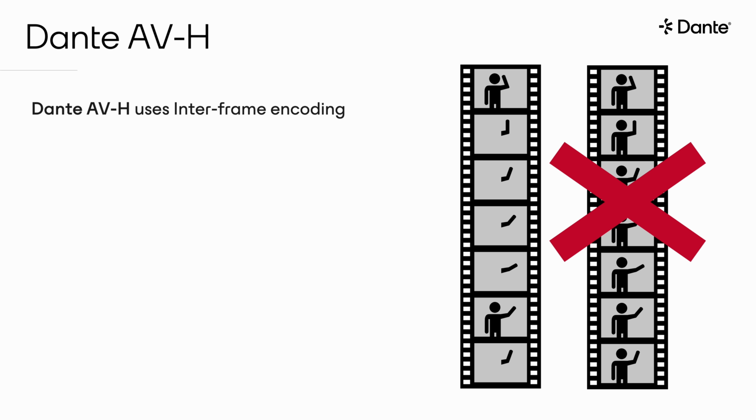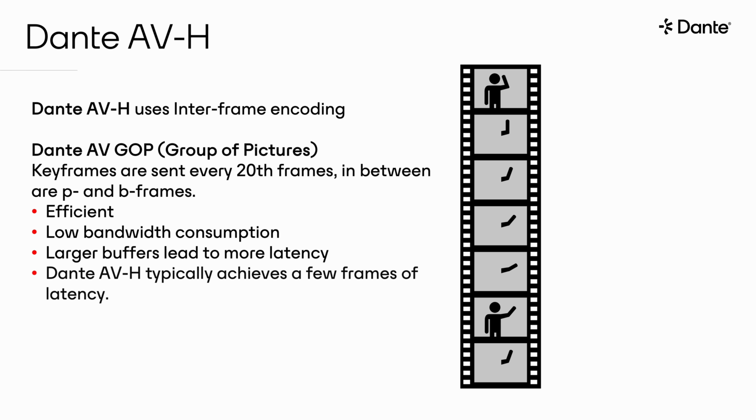As we explained in the previous chapter, we're not sending a series of full-resolution frames one after another. That would be far too bandwidth intensive. Instead, these codecs take advantage of how little things change between frames. To do that, they use a process called interframe encoding, which only stores the changes from frame to frame. In Dante AVH, a new I-frame is sent every 20 frames. This is what we call the interframe gap. That helps keep bandwidth consumption to a minimum, which is great for bandwidth-constrained network environments.